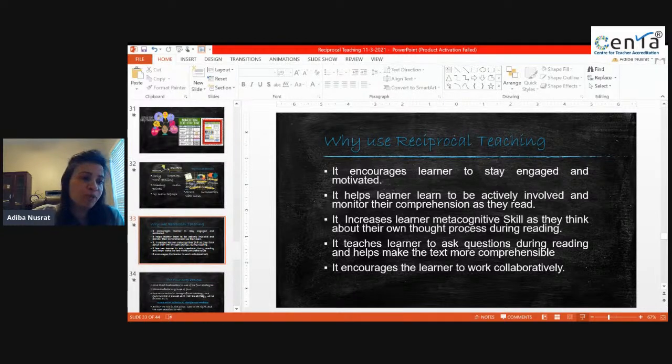Then place the students in groups of four. It can be six or seven if the situation doesn't allow for four only. Then put one member in charge of each strategy and give him or her a prompt card with the strategy name printed on it. What are the strategy names? Summarizer: the one who will summarize. The one who will question will be the questioner. The one who will be clarifying will be the clarifier, and the one who will be predicting will be the predictor. So just give them tags with their names so they can be clear about their roles.